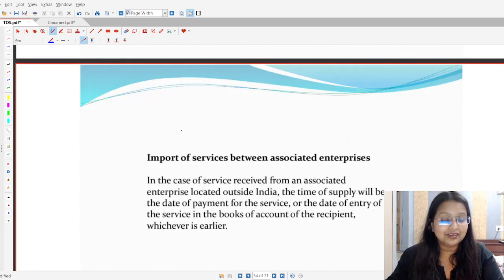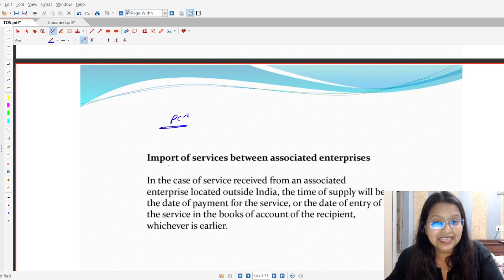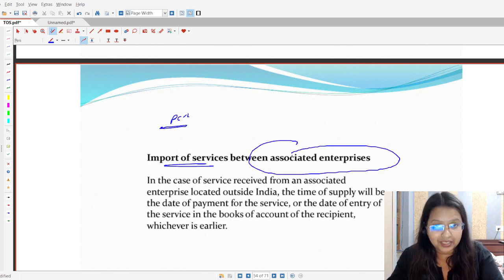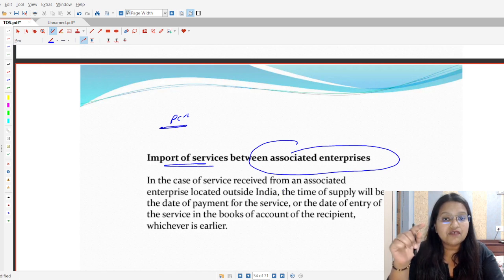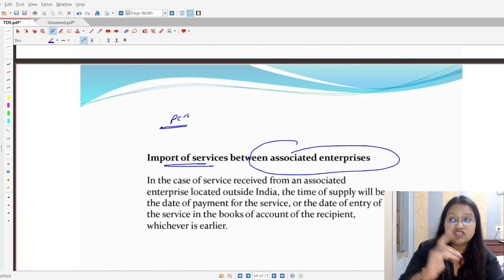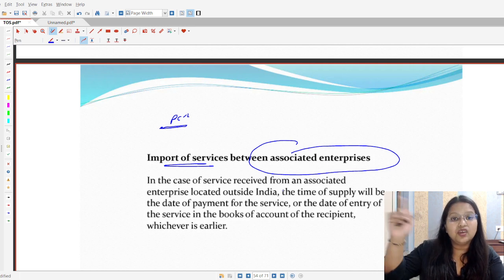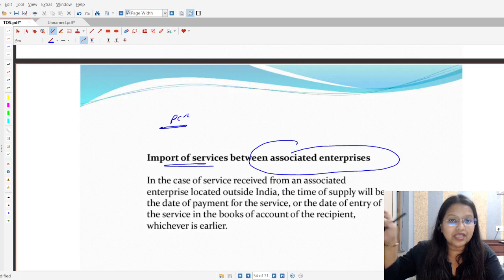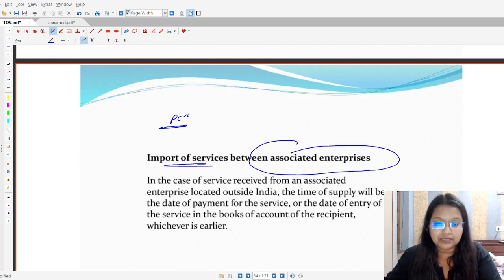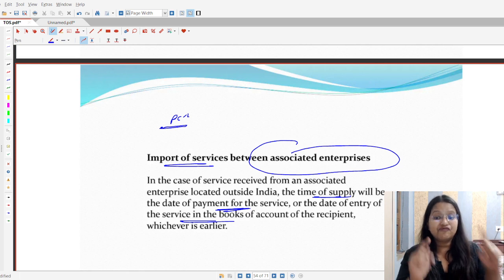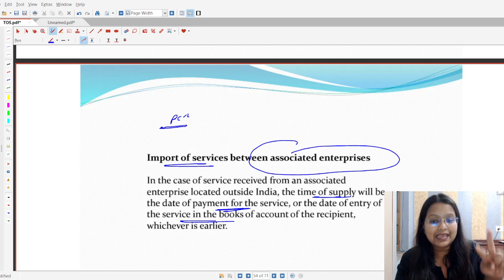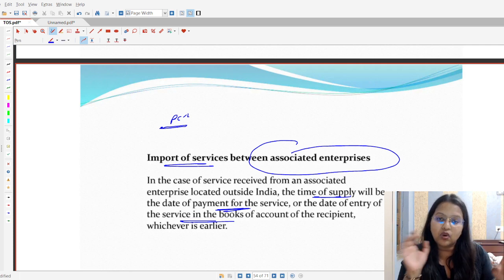Now students, in the next part, that is in the case of RCM only, if there is an import of services and that is between associated enterprises. So in that case, import of services means that the recipient is receiving the services from outside India, and the supplier which is located outside India is an associated enterprise of the recipient. So in that case, time of supply will be the date of payment for the service or the date of entry of the service in the books of accounts of the recipient. It means first, when the recipient is making the payment or making the entry of the payment. Second, when the recipient is making the entry of the service in the books of accounts, whichever is earlier.